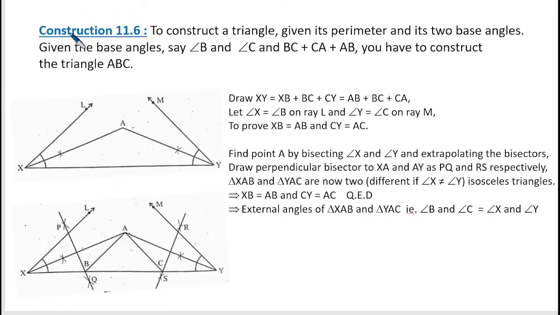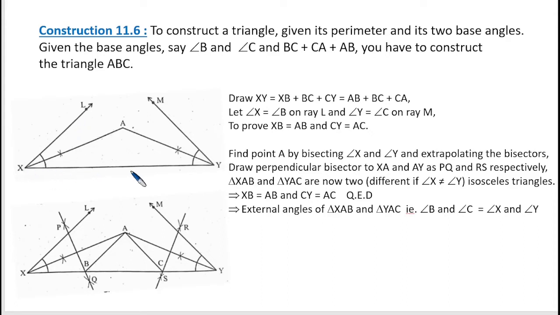Okay, now we will discuss construction 11.6. It says to construct a triangle given its perimeter and its two base angles. Suppose it is a triangle ABC, then angle B and angle C have been given, and the sum of all the sides, that is the perimeter, BC plus CA plus AB, is also given to you, and you are asked to construct triangle ABC. So what is the trick?